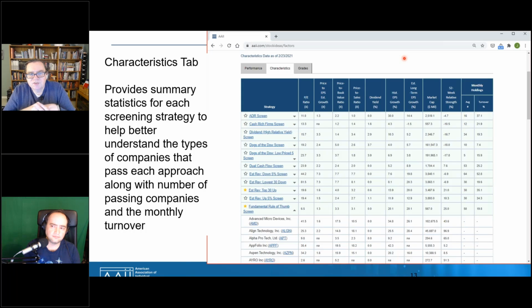So you could support a PE of 20 or 30 if that earnings growth is commensurate. But if there's no earnings growth expected, then the company has to have a low PE to be considered attractive. So in that context, some of these factors are what they call GARP approaches, growth at a reasonable price.